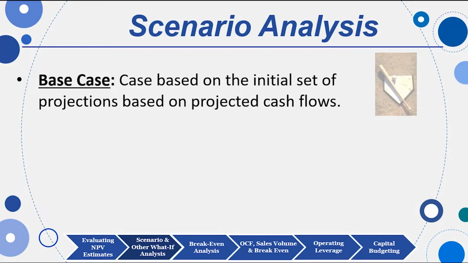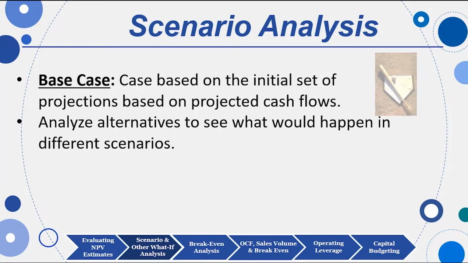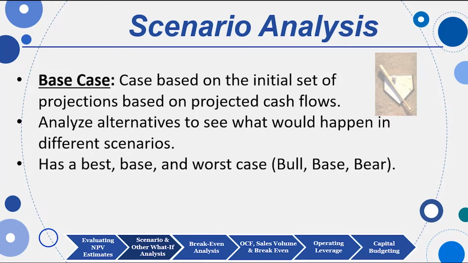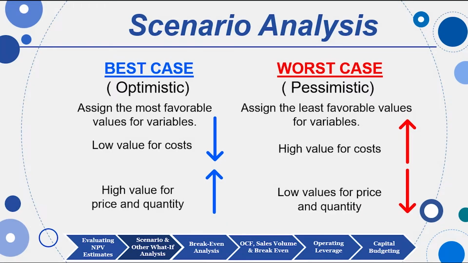The base case is based on our best guess at the time, our initial set of projections, most likely case. You'll hear different terms for this, but generally we'll look at 3 different cases, and keep it to 3. Don't get into analysis paralysis by doing 15 different cases. 3 cases should be enough to bound your problem. Best case, base case, and worst case, sometimes called bull, bear, and base.